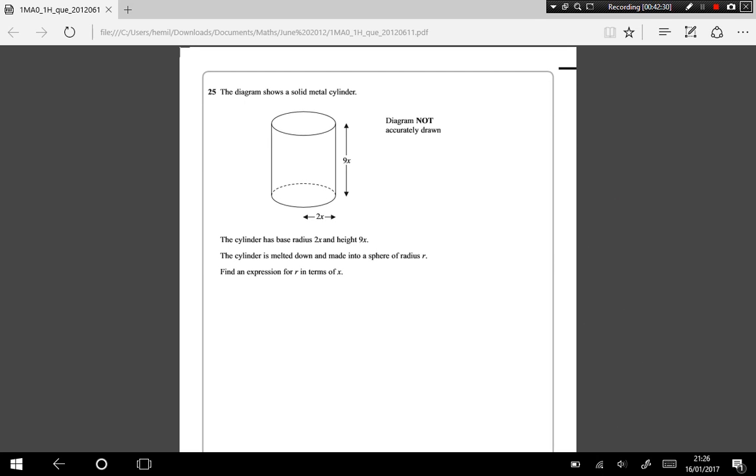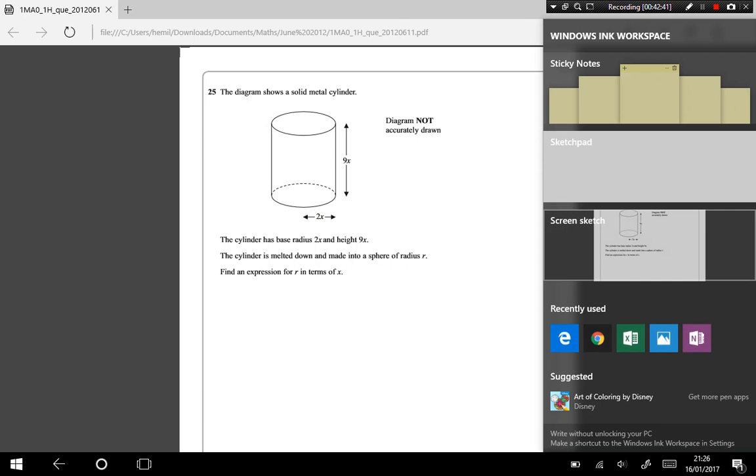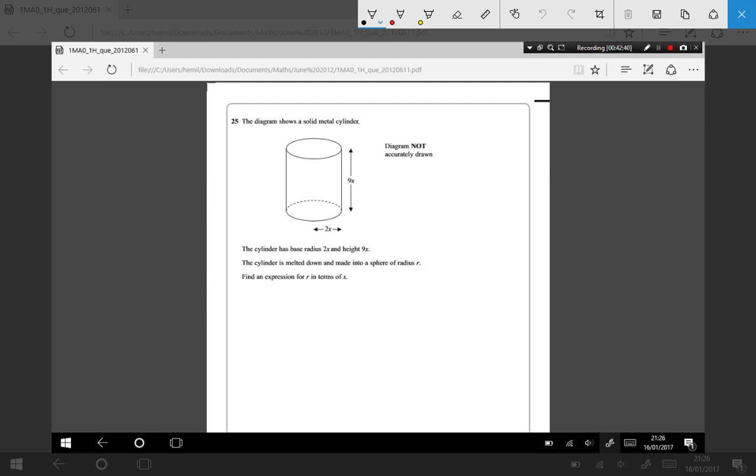25. The diagram shows a solid metal cylinder. Cylinder has a base radius 2x and height 9x. The cylinder is melted down and made into a sphere of radius r. Find an expression for r in terms of x. So let's go to screen sketch. Alright, okay. So the cylinder is melted and made into a sphere of radius r.